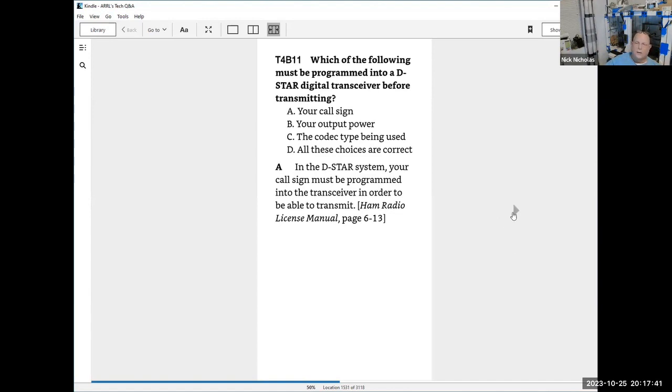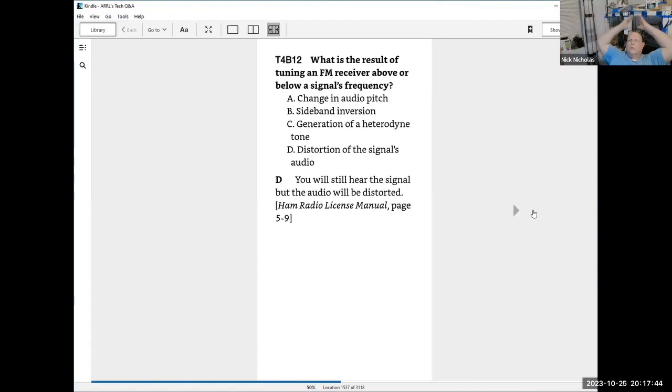So you must identify. Okay, what is the result of tuning an FM receiver above or below a signal's frequency? Well, in FM, if you tune just a little above or a little below the frequency, you'll only get a portion of it in your receiving bandwidth. It will be distorted. Just like in single sideband, it'll be distorted, but it will be a different type of distortion. Once you start playing with radios, you'll be familiar with that. So if you're not quite on frequency, you will hear a distortion.